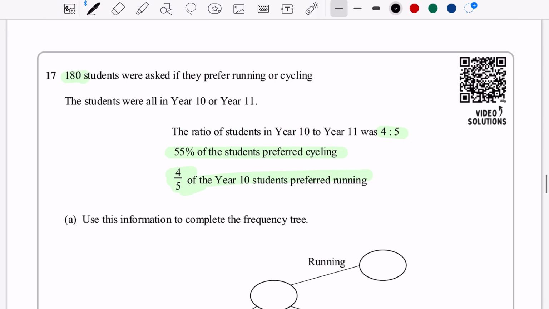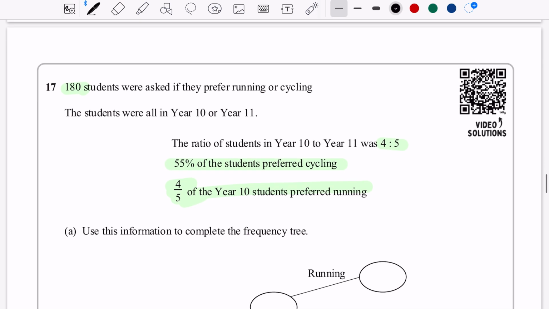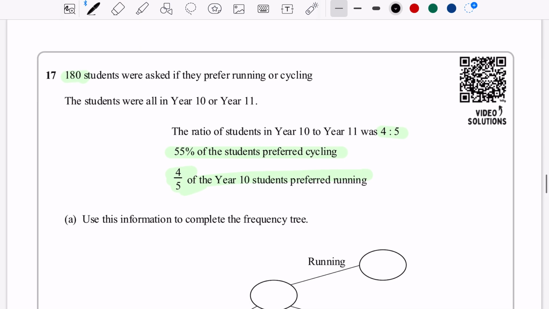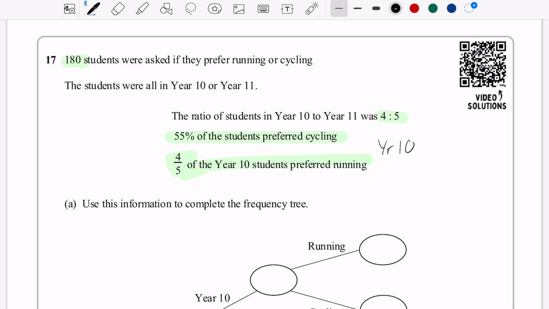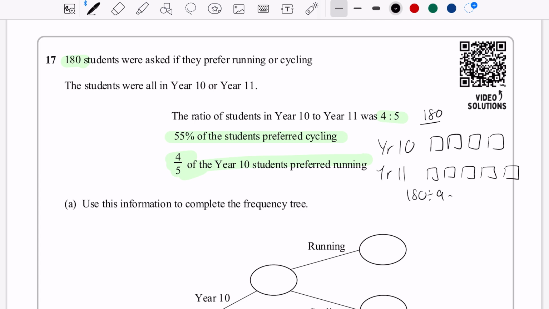Okay, now we need to use some of the information. Depends which one you want to do. We could do the ratio first. We've got year 10 and we've got year 11. When you see ratio, draw some boxes. So year 10 is 4 boxes worth. Year 11 is 5. So those 180 students are shared between all of those boxes equally. Alright, so it's 180, we need to divide it by the number of boxes, which is 1, 2, 3, 4, 5, 6, 7, 8, 9. Okay, so we need to do 180 divided by 9, alright, which is 20. So I can go on all these.